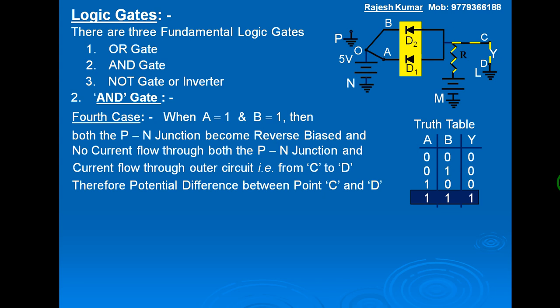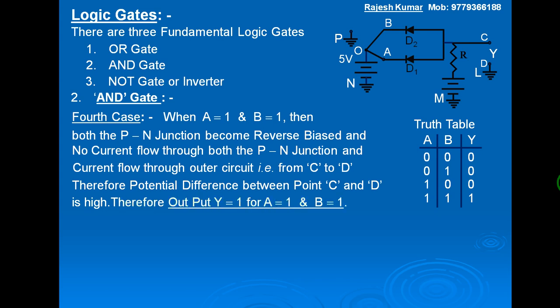Therefore, the potential difference between point C and D is high. Therefore, output Y is equal to 1 for A equal to 1 and B equal to 1. So hence, if A is equal to 1 and B is equal to 1, the output Y is also equal to 1. So this is the truth table of the AND gate.